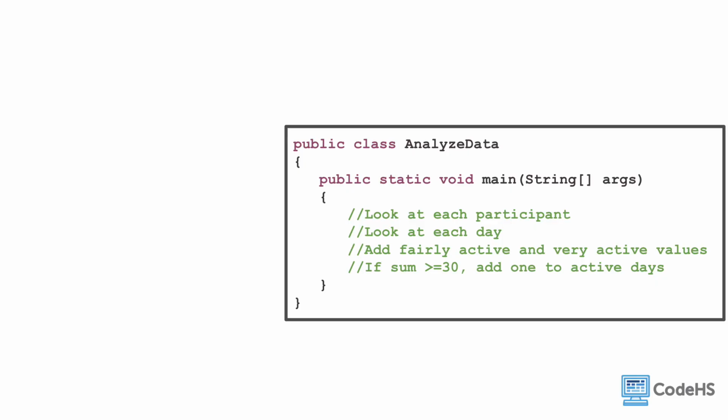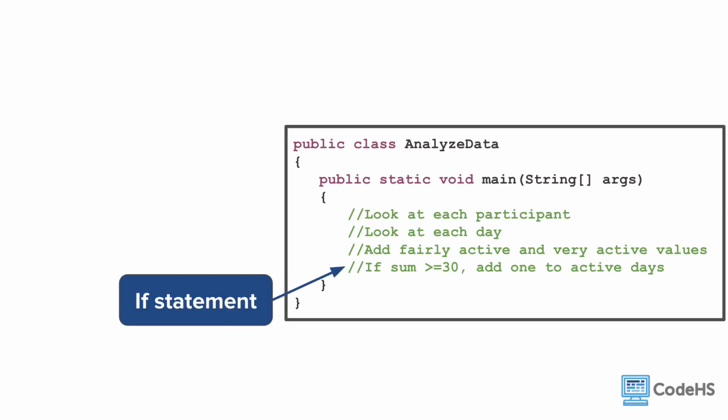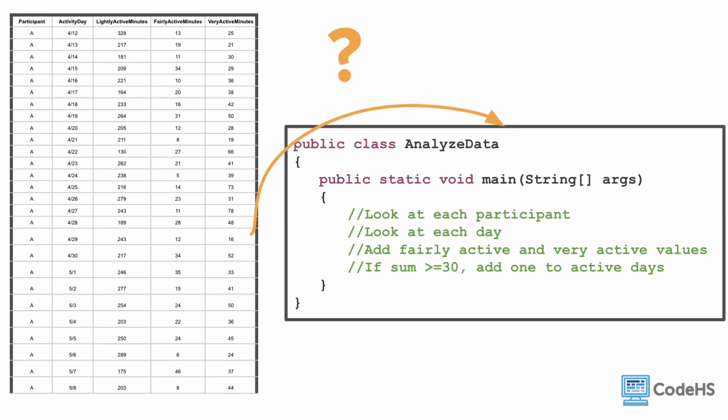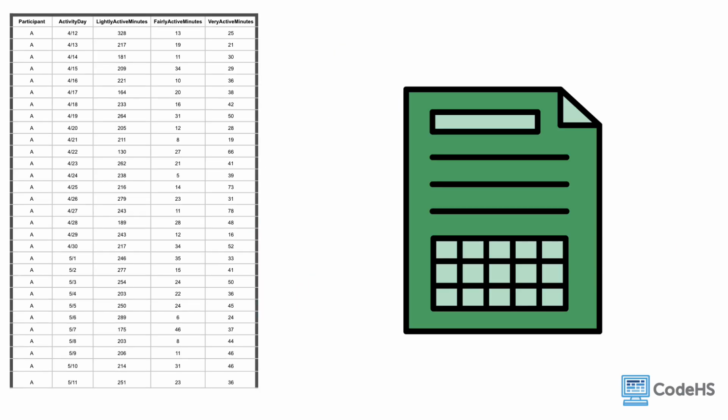You already know how to do most of this, such as use an if statement to determine if the sum is greater than or equal to 30, or use a loop through the data, or use a variable to keep track of the number of active days. The main thing that is missing from this algorithm is how to get all of this data into the program. Right now, the Fitbit data is in a spreadsheet file that is saved on a computer. So how do you get it from the computer into the program?